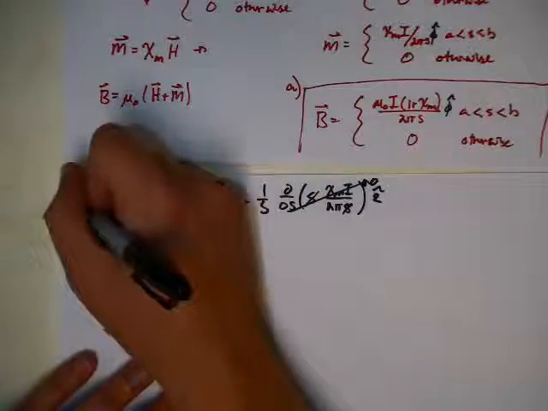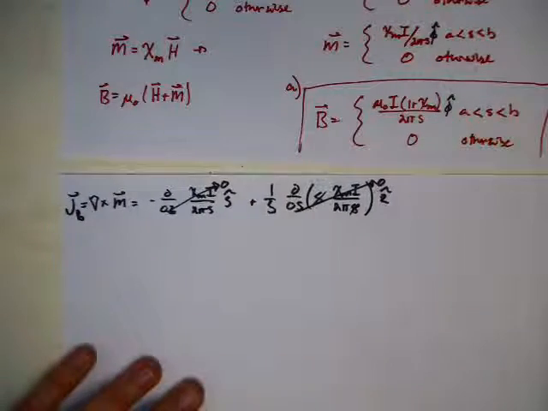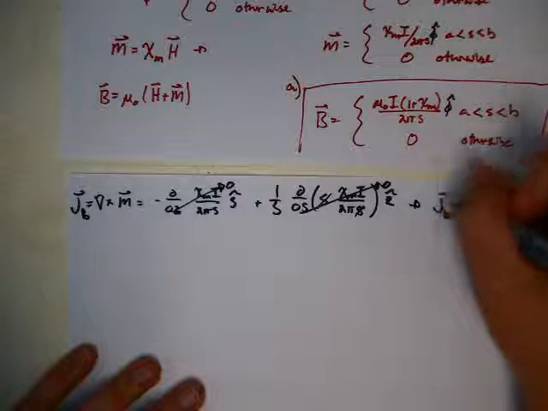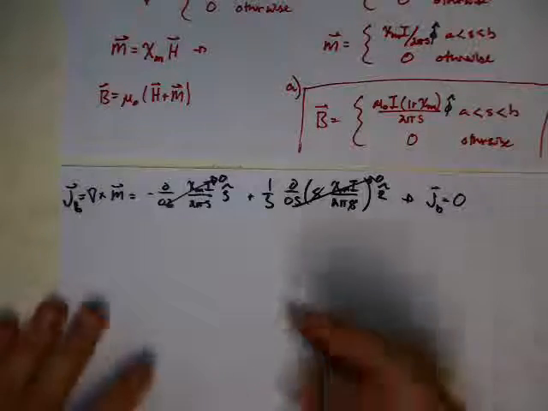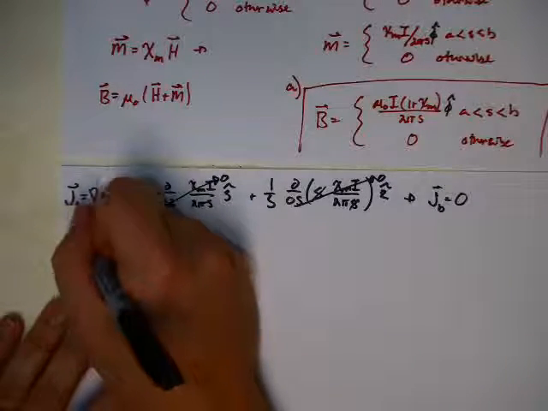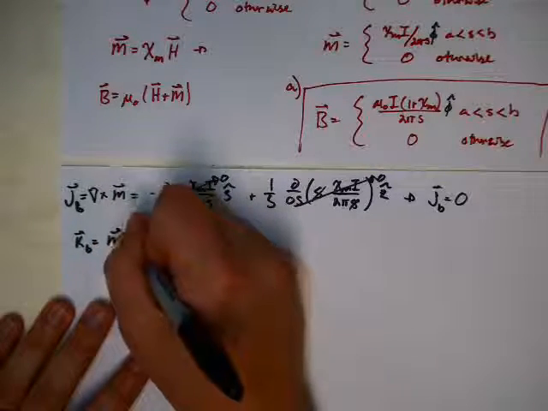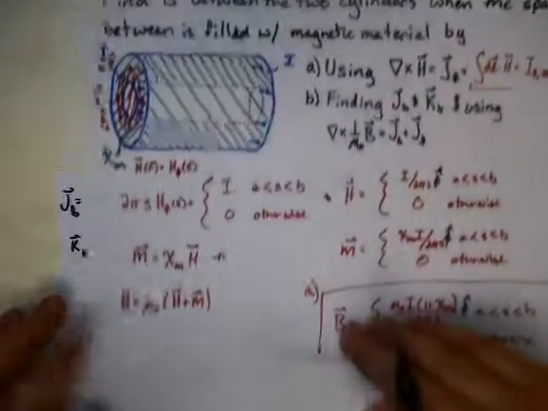And so this is the bound current density, J_B, and we see that the bound current density is going to be 0 everywhere in the bulk. Okay. Now we have to worry about the surface terms, K_B. This is simply M cross n hat. For us, we have two surfaces.